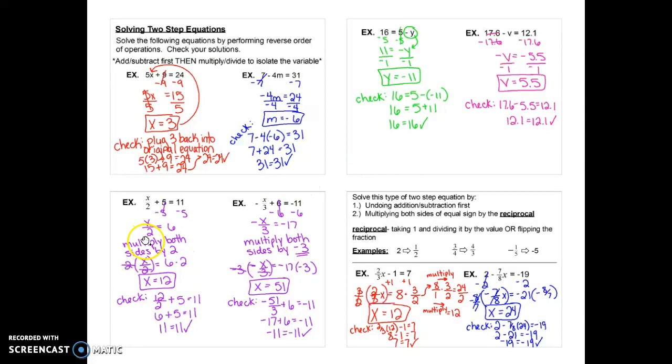Okay. All right, now the next example. And these are where you're going to start seeing fractions. The same rule is going to apply for these too.